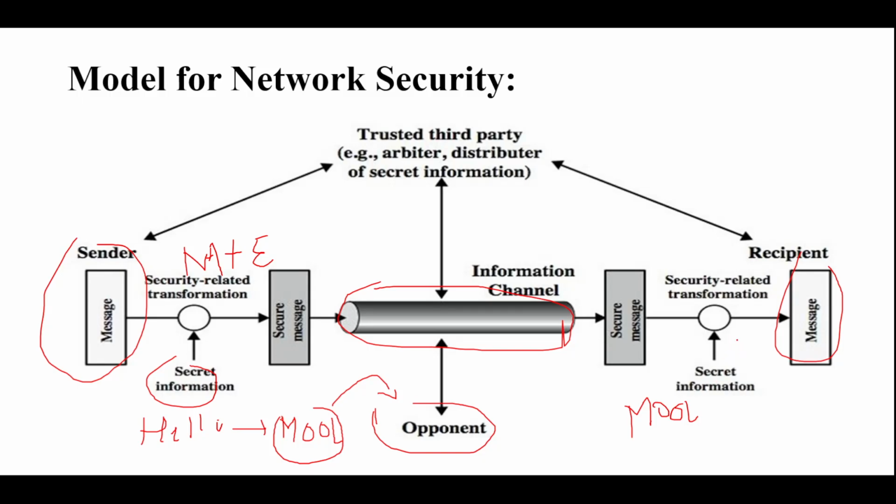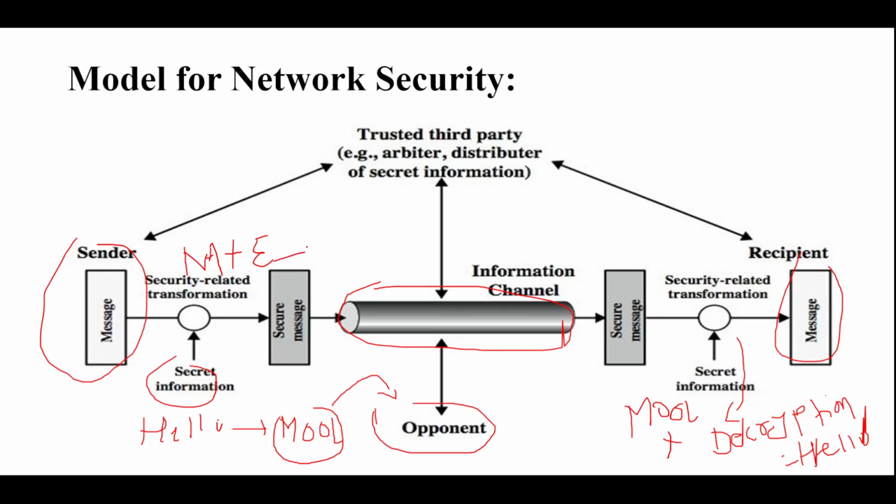Now how does the receiver check whether this message is original or not? He will apply the decryption algorithm. So remember that at the sender end, we are using the encryption algorithm, and at the receiver end, we are using the decryption algorithm. Encryption means converting the original message into coded form. Decryption means converting the coded message into the original format. So this MOOL message will be decrypted at the receiver end, and the receiver will get the original hello message.